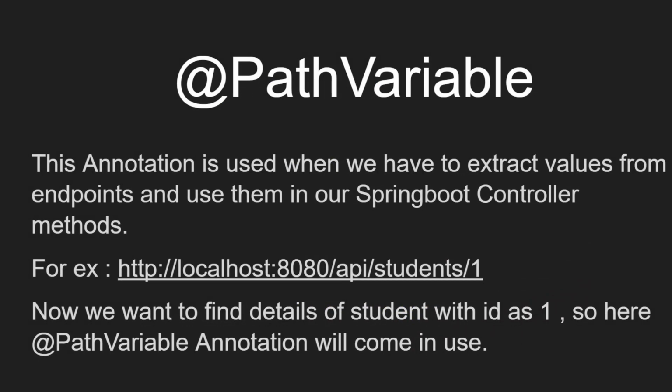Okay, so guys, the PathVariable annotation. This annotation is used when we have to extract values from the endpoints and use them in our Spring Boot controller methods. For example, this is the entire URI, that is http://localhost:8080/api/student/1. Now we want to find details of the student with ID as 1. So here the PathVariable annotation will come in use.